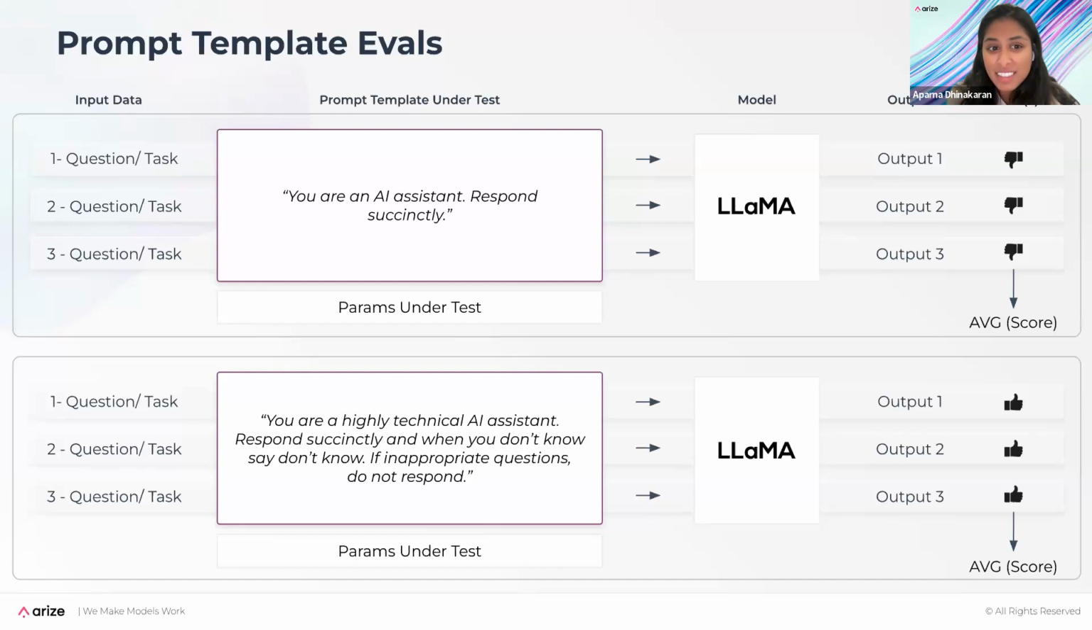It just says you're an AI assistant, respond succinctly. In the second one, the prompt template actually has respond succinctly, and when you don't know the answer, say you don't know. So if you're evaluating for things like how truthful or how hallucinatory the response is, your prompt template two is probably going to do a lot better job of just saying when it doesn't know something. So the input data is consistent, the model is consistent, but your prompt template is the one that changes.